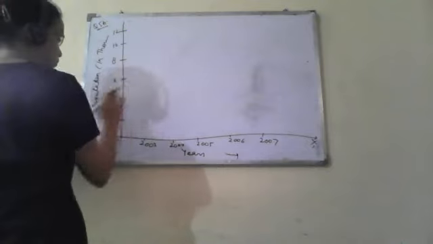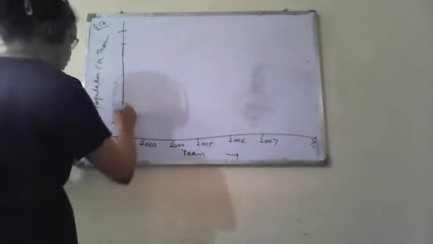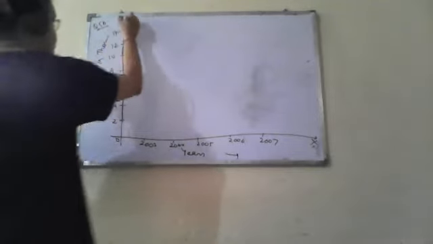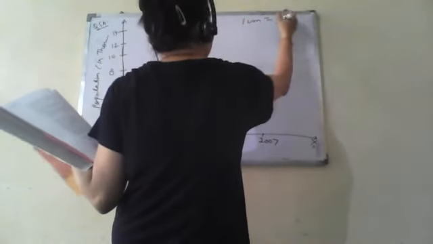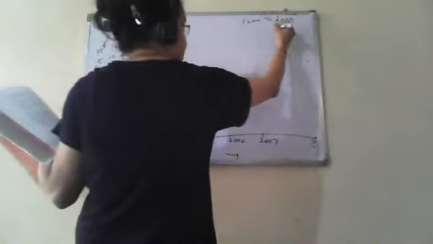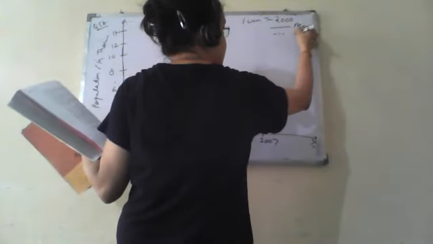So 2, 4, 6, 8, 10, 12 and 14. So one division on the y-axis equals 2000 population. Okay. So first I am plotting for men. So for men I will draw the linear graph with a continuous line. This will represent men and a dotted line will represent women.